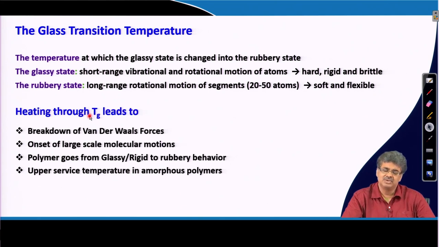Now, when you heat through Tg, there is a breakdown of van der Waals forces and onset of large scale molecular motion in polymer molecules. The polymer goes from glassy, rigid to rubbery behavior, and for a completely amorphous material, this is very important because that gives the upper service temperature in an amorphous polymer. So, if you talk about PMMA, polymethyl methacrylate, which has a Tg of 105 degrees centigrade, the usable temperature is a little lower than that. For polystyrene, if the Tg is 100 degrees, the highest useful temperature is probably 90 degrees, and so on. So, basically that is the upper service temperature in an amorphous polymer.